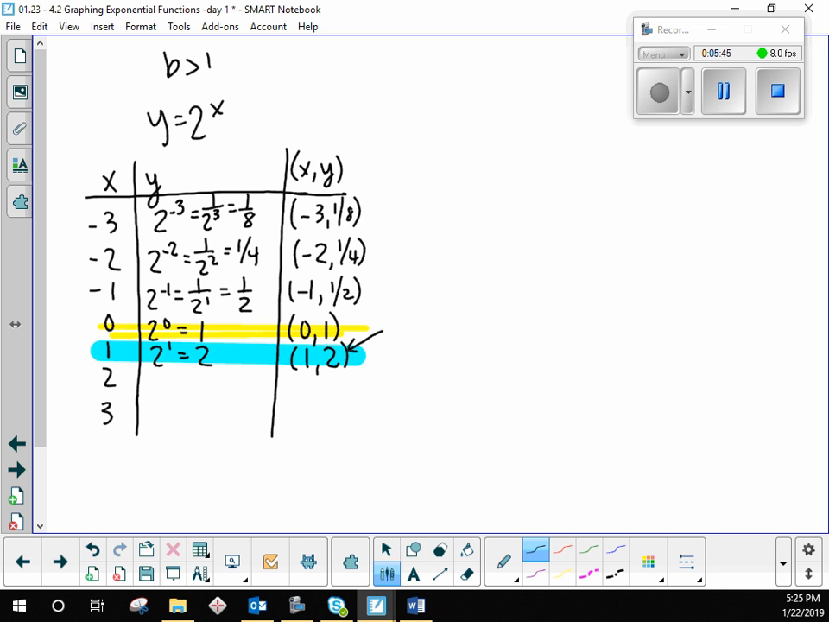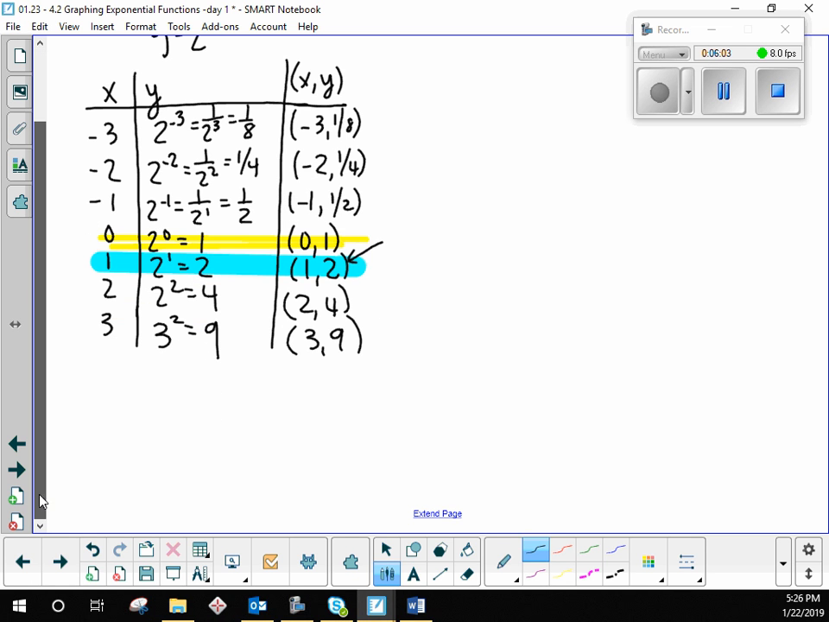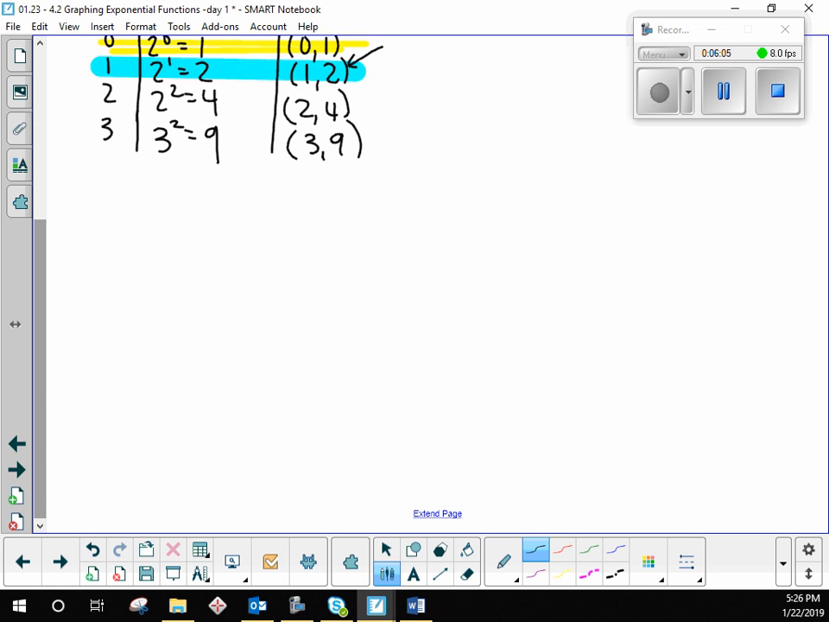And then when I plug 2 in, I get 2 squared, which is 4. So that gives me (2, 4), and then 2 cubed is 8, so that gives me (3, 8). So let's talk about the graph here. You don't have to be super awesome at the graph, but we're going to talk about the behavior of it, and I'm just going to be general. Negative 3, 1/8 is going to be here somewhere. Negative 2, 1/4 is a little bit higher.